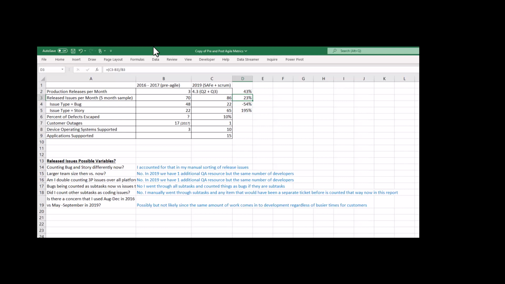Here's the other interesting thing. We had 17 customer outages in a year. After our Agile transformation, it went to 1. Now, during this period of time, we didn't add any more developers or anything. Our team size stayed the same. But during that period of time, not only did our quality improve and our throughput improve, but we actually were doing more work because we went from supporting 3 operating systems in our solution to supporting 10. Also, we were supporting 15 applications, but we saw these improvements as a result of our Agile transformation.